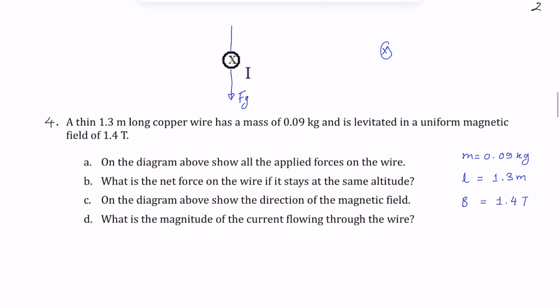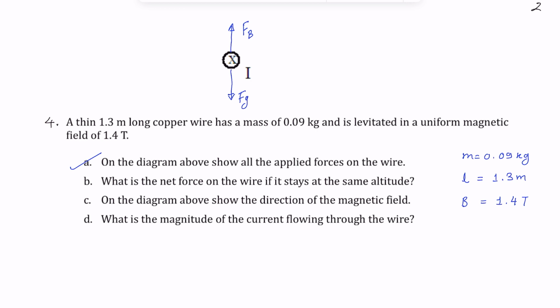And also there will be a magnetic force like that, right? Because there's a current and there's some magnetic field around this current wire, and because of that it will have some kind of magnetic force, right? So that is what is happening here. Now we have taken care of part A.